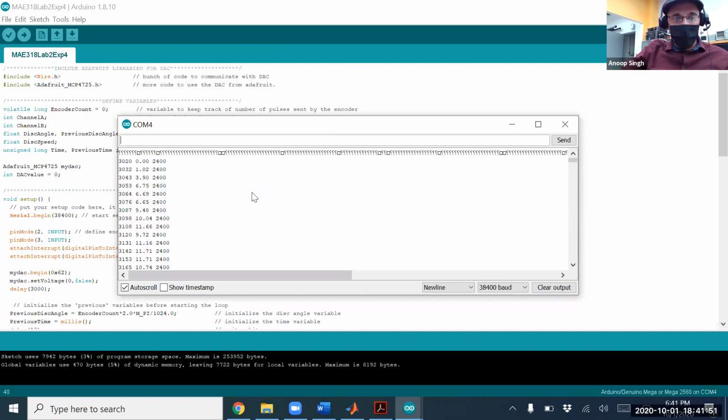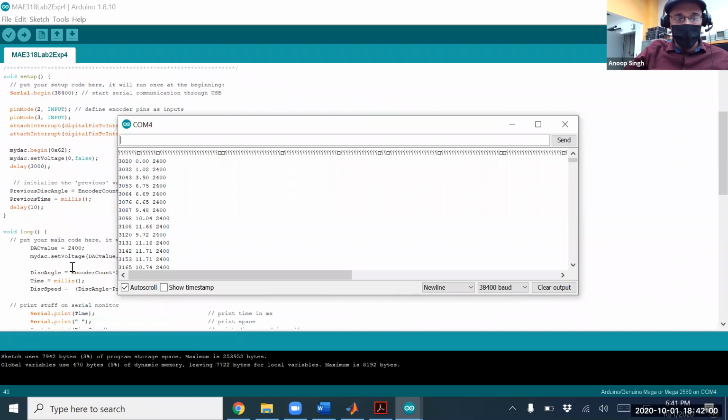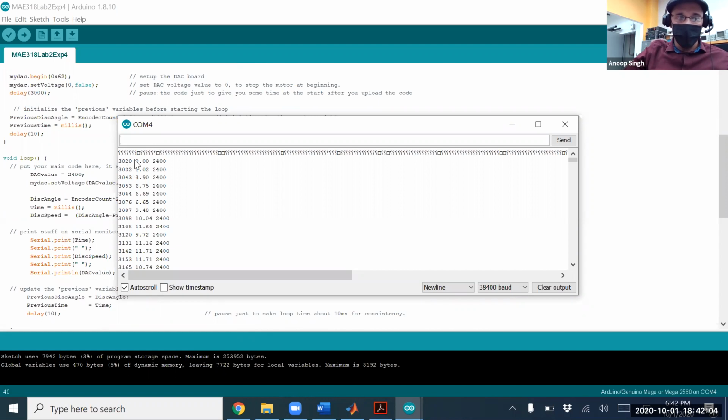Okay, so let's have a look at this response. Remember we waited in our code, there was a delay of 3000. So the printing happens inside the loop function after that delay. So of course the time printed is going to start from 3000-ish. From 3000-ish, the second column is the motor speed. The motor speed is starting from 0 and slowly, actually pretty quickly, not so slowly, building up to 12. That's that step response. And the DAC value is 2400.